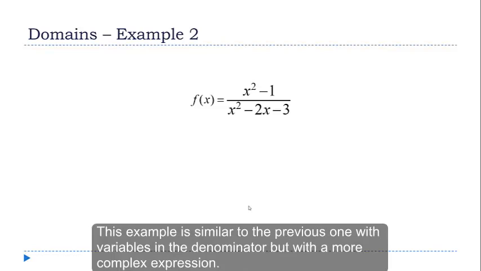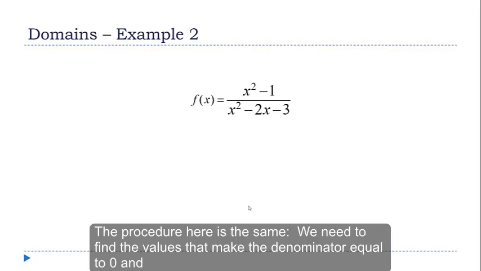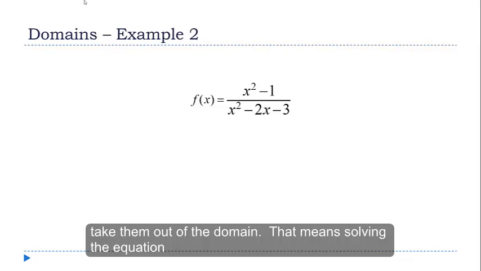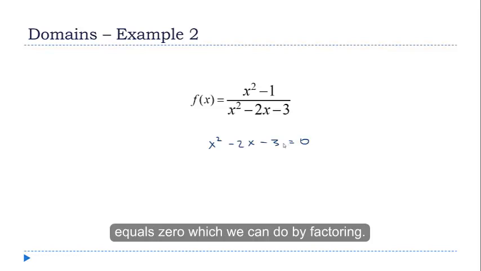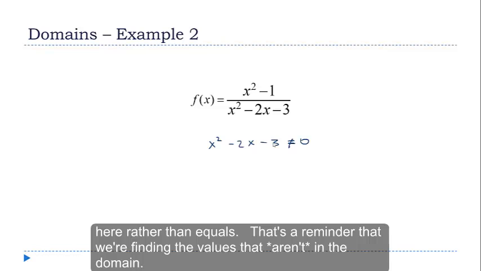Now, this example is similar to the previous one, with variables in the denominator, but with a more complex expression. The procedure here is the same. We need to find the values that make the denominator equal to 0 and take them out of the domain. That means solving the equation x squared minus 2x minus 3 equals 0, which we can do by factoring. Now, notice I'm going to write not equals here rather than equals. That's a reminder that we're finding the values that aren't in the domain.